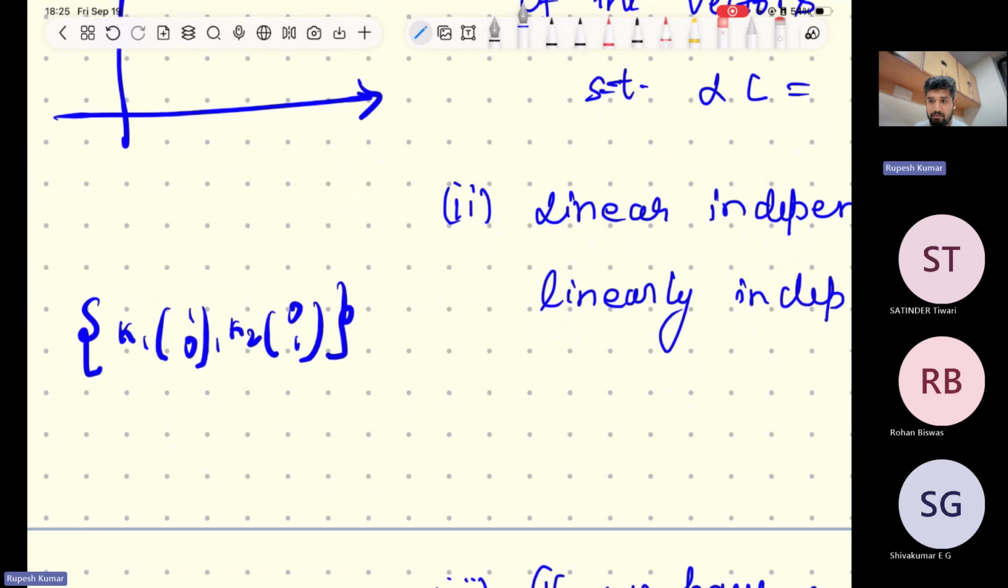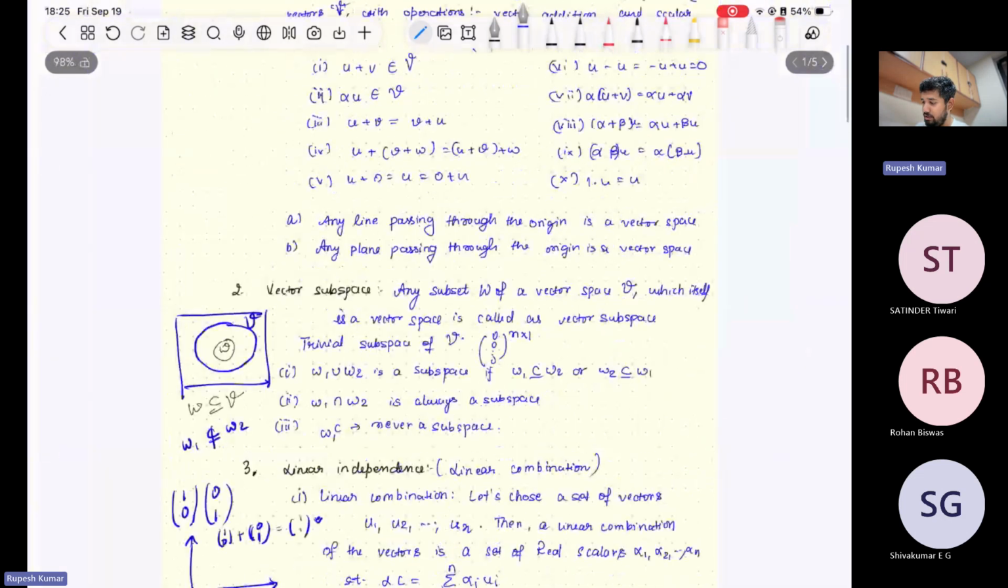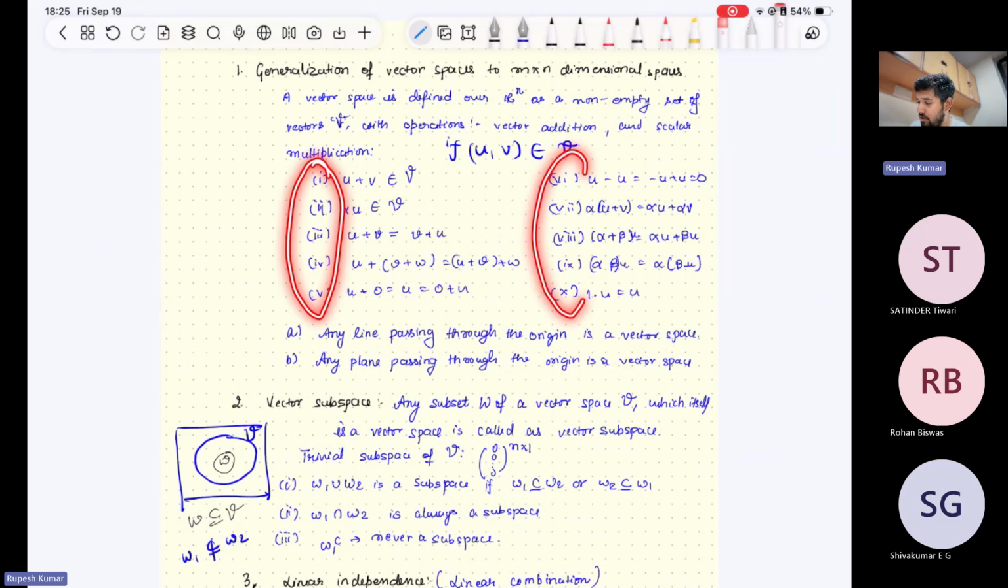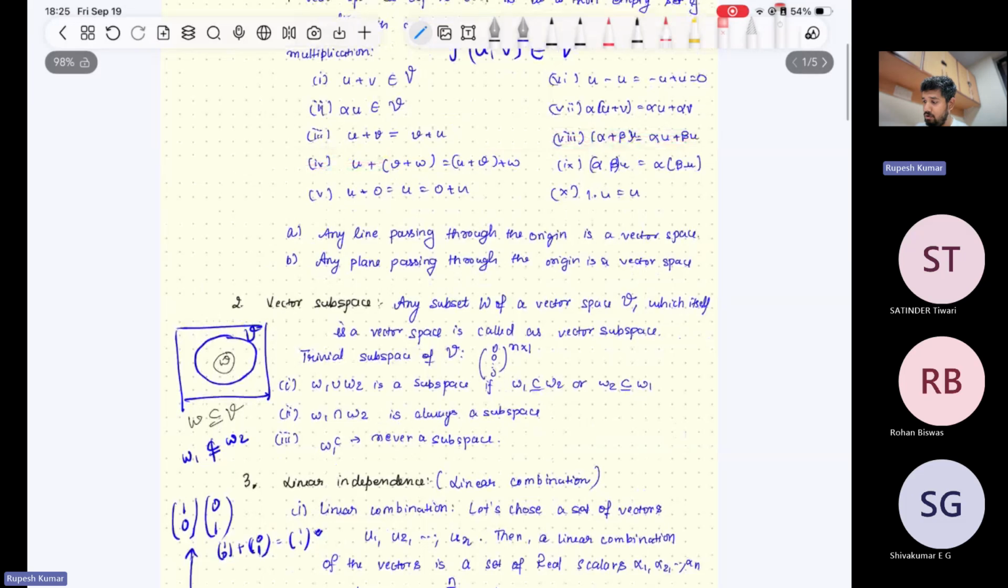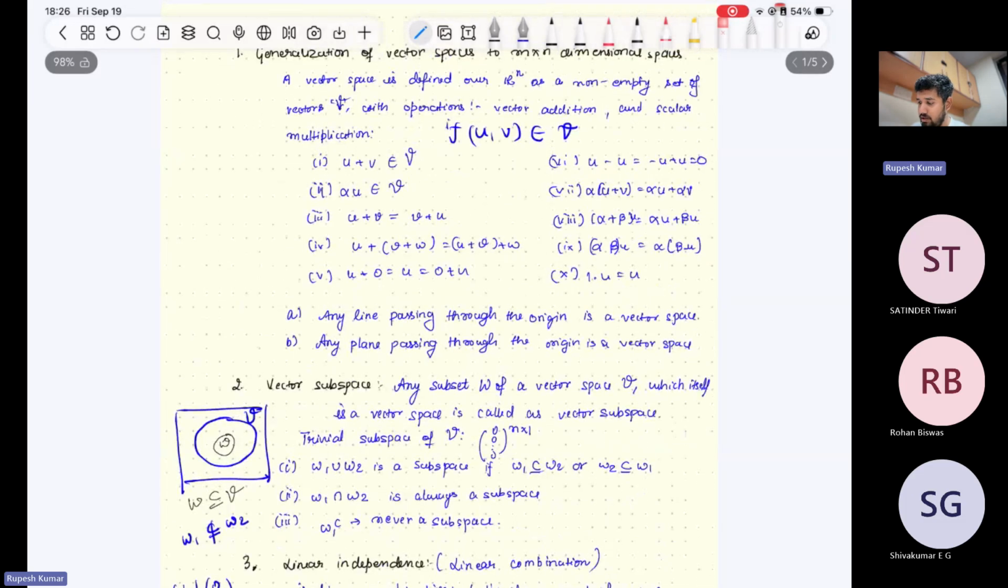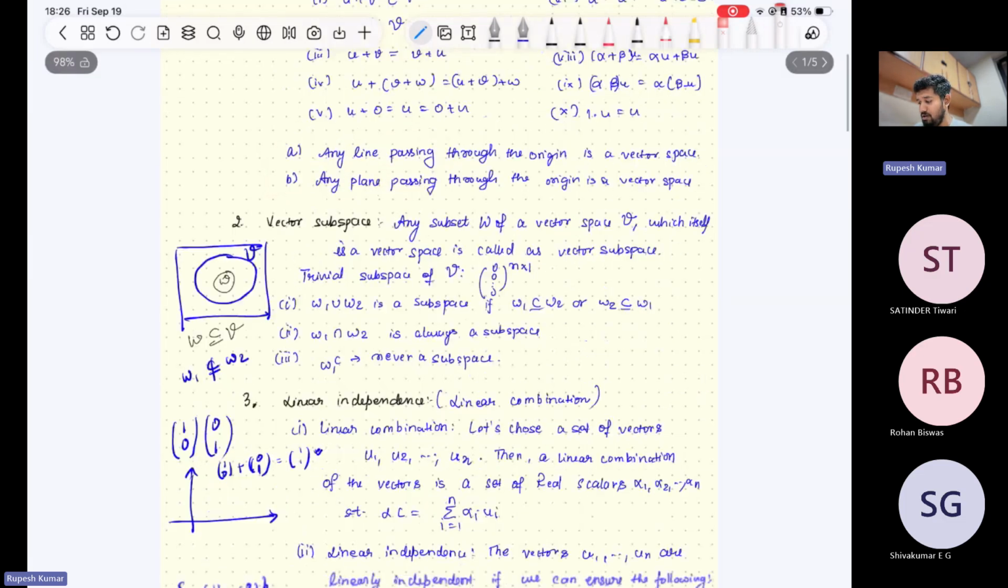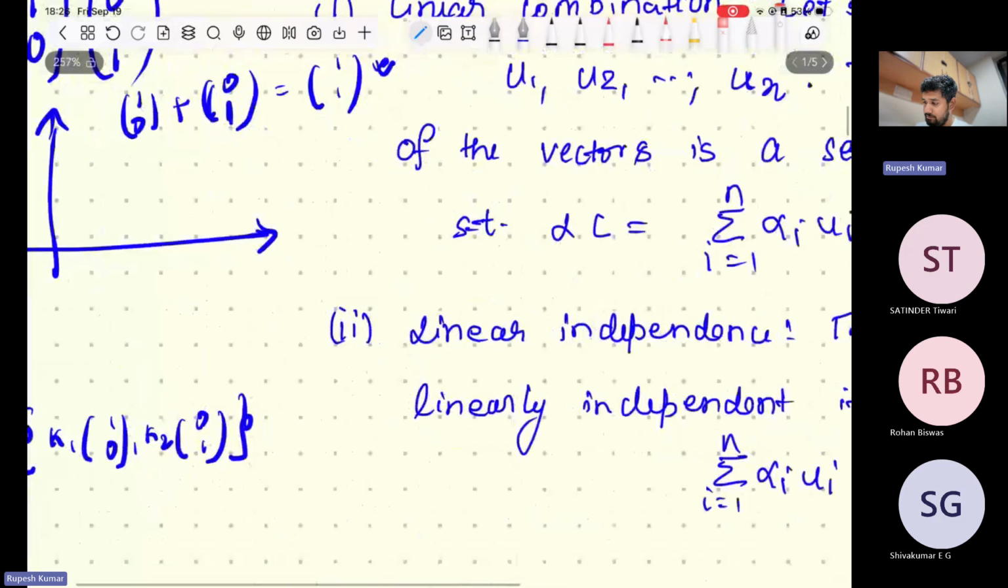Now what I want to test is these 10 properties. Does this set satisfy these 10 properties over vector addition and scalar multiplication? The property I want to evaluate is closure, the first property. Is it closed? I just want to check whether this holds or not for this union, right?